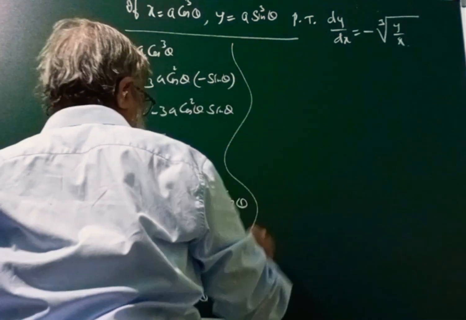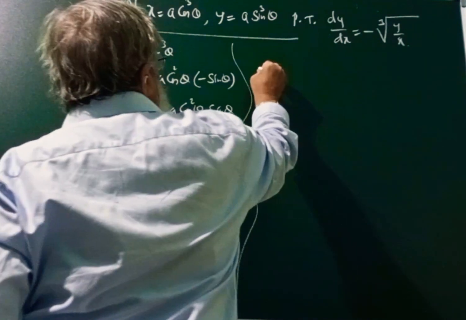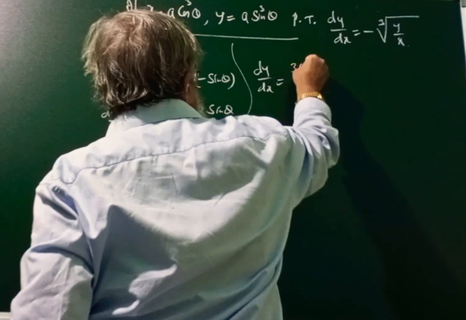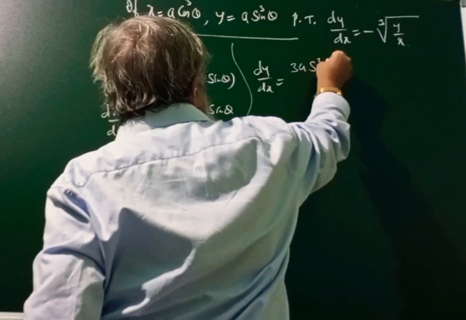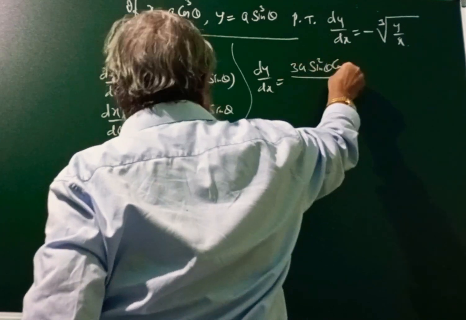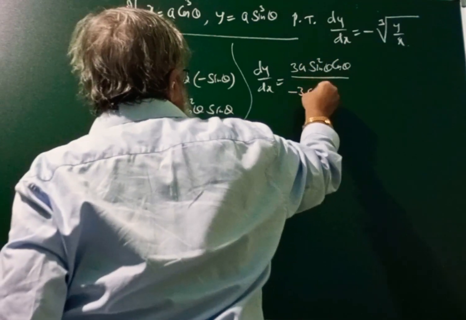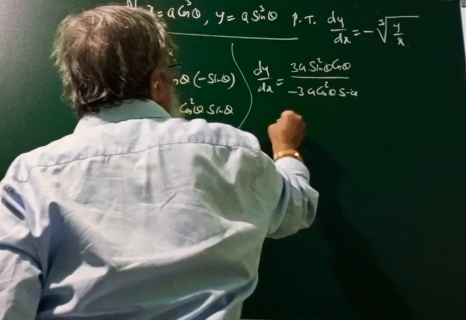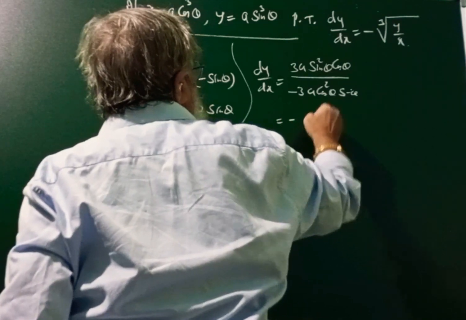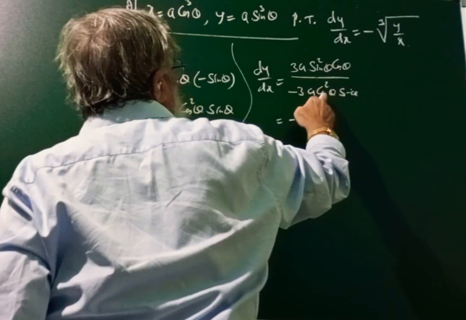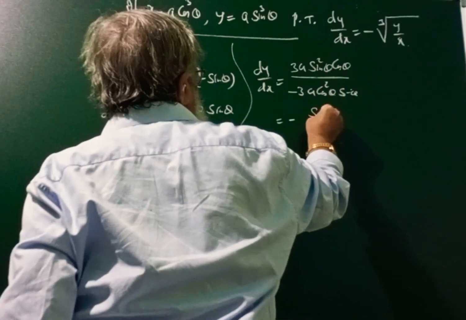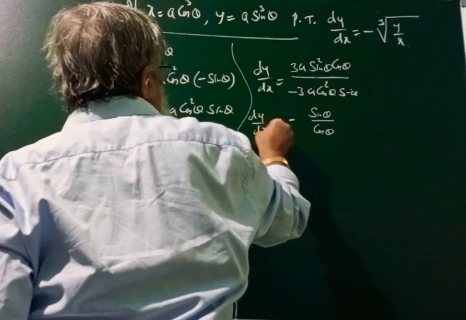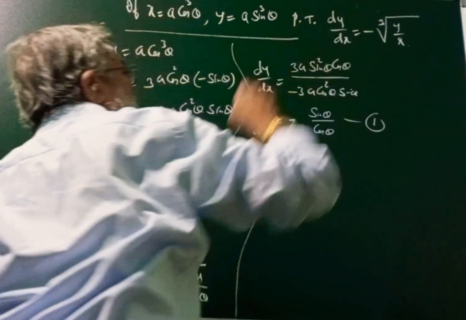Now, let us move further. Therefore, dy by dx is equal to, let us substitute the values, dy by d theta, 3a sin square theta into cos theta, divided by minus 3a cos square theta into sin theta. Now 3a gets cancelled. One sin cancels with one sin and one cos cancels with one cos. What remains is sin theta by cos theta. That is the value of dy by dx, equation 1. But our requirement is different.